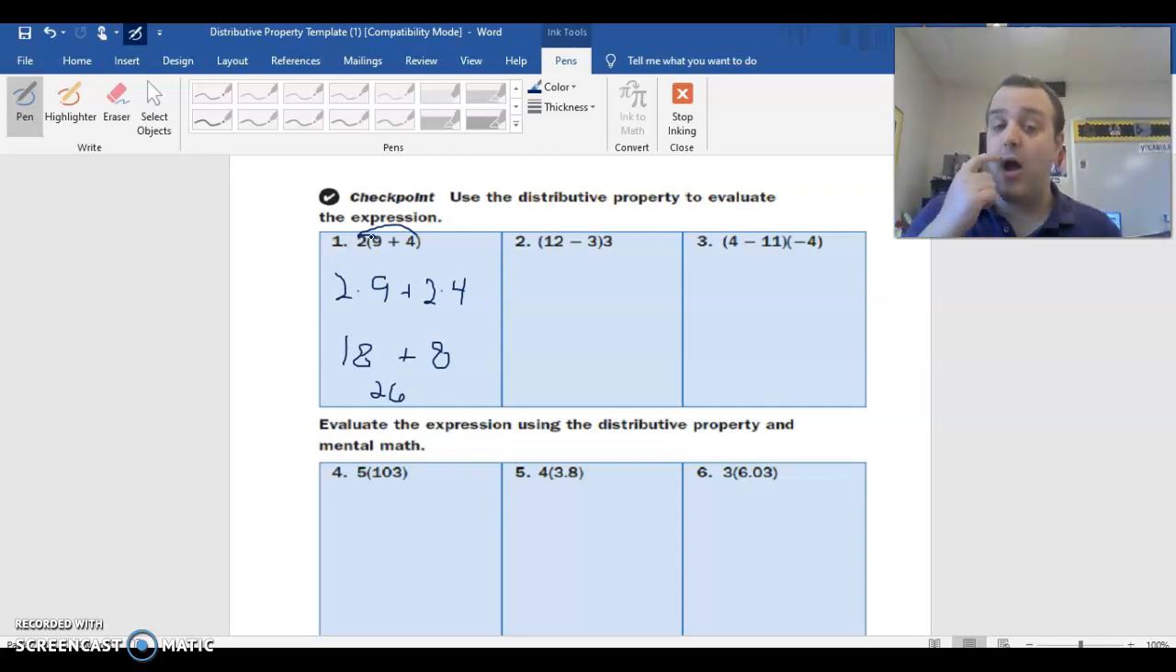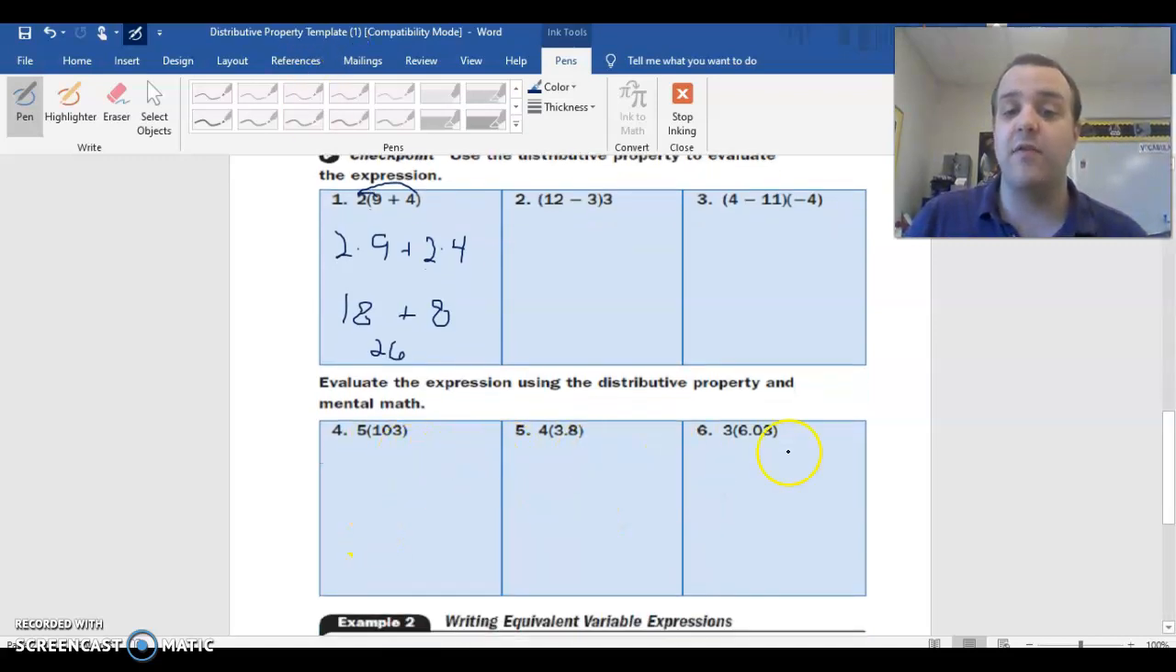All right. So I want you to go ahead and try these. For these ones down here, when you go to try 4, 5, and 6, just like we did with the last one, I want you to split this into 2 numbers. So for example, I would split this one into 2 numbers I can easily work with, which would be 103. And then I'll go ahead and distribute and get my answer.